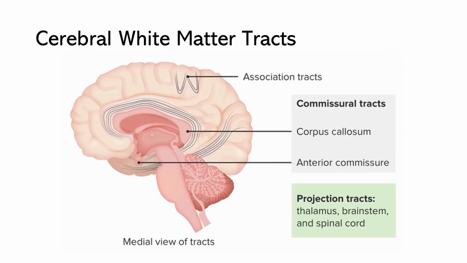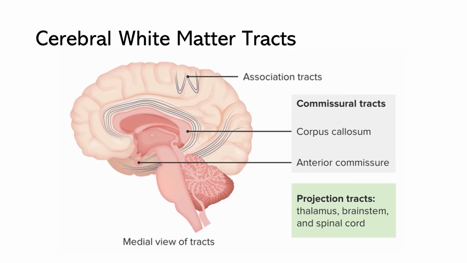On the inside of the cerebrum, we have our cerebral white matter tracts. Remember, the outer cortex of the cerebrum is gray matter, and the inner portion is white matter. So in these tracts, we have association tracts, and they're going to conduct nerve impulses between the gyri in the same hemisphere of the cerebrum.